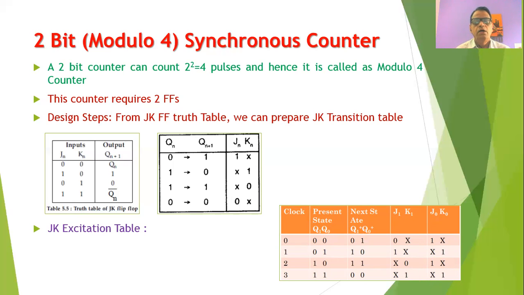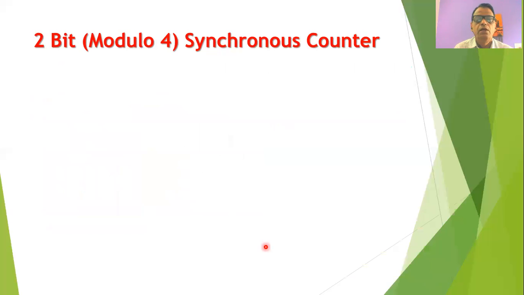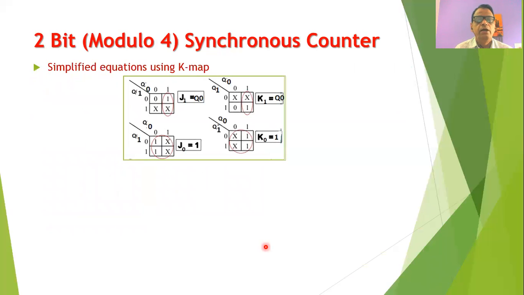So from this transition table, it is possible that we can prepare the JK excitation table. So the JK excitation table, you can say, is a form of truth table for the counter. So look at the steps that we have followed. Initially, we must know what is the truth table of the JK flip-flop. From the JK flip-flop, we prepare the JK transition table. From the transition table, we will go for the excitation table. Now, once the excitation table is prepared, then you can make use of the Karnaugh map to simplify the SOP equations.